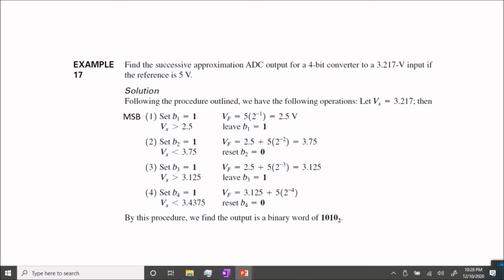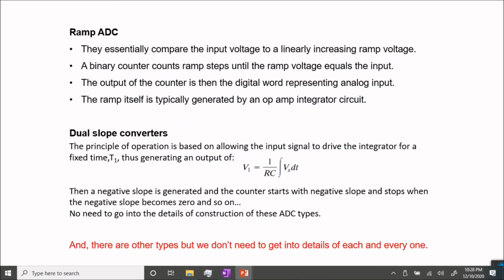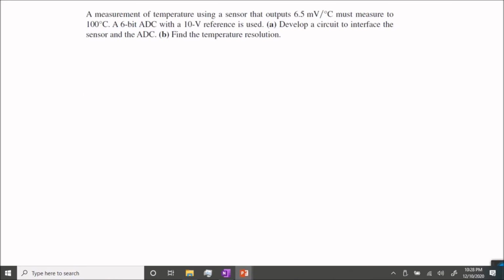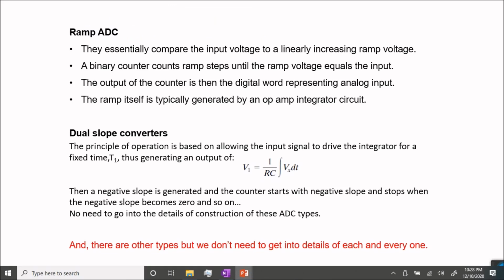So it is fairly simple mathematics, no need to go into the details. There are other types of ADC, but we are not going to discuss them because there is no need to go into details of each and every type of ADC. There are ramp ADCs and there are dual slope converters. The dual slope converters and the ramp ADC are exactly the same as the instruments that we discussed for the voltmeter construction in our chapter 7 previously. So these two are fairly similar to those two types of digital voltmeters.